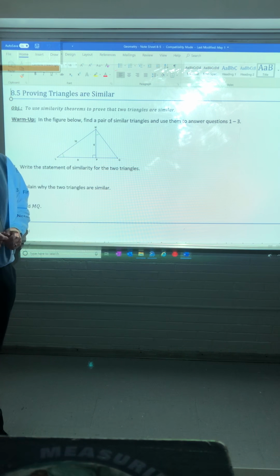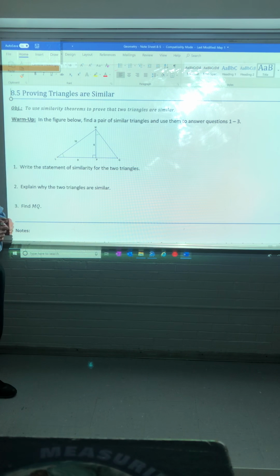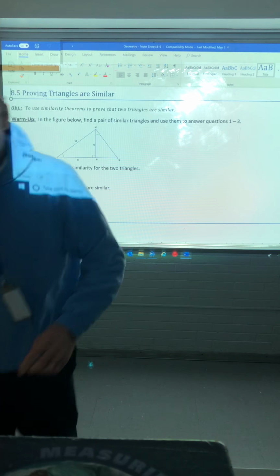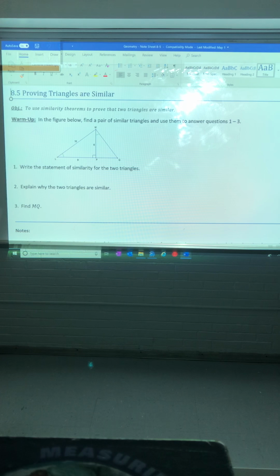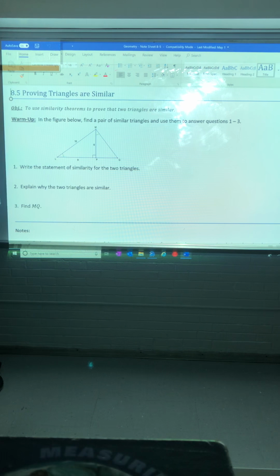Okay, today, guys, we're going to go to 8.5. That's where we're going to prove that triangles are similar. Let me just check one thing here. Okay, proving that triangles are similar. Not going to be real long on the notes here.